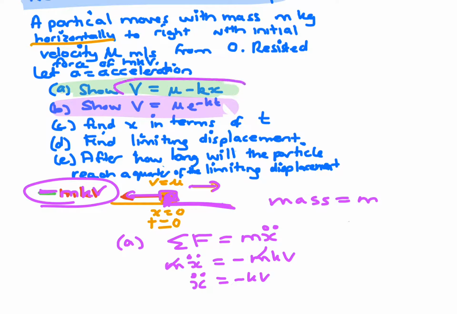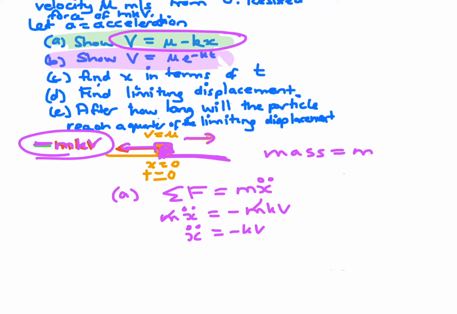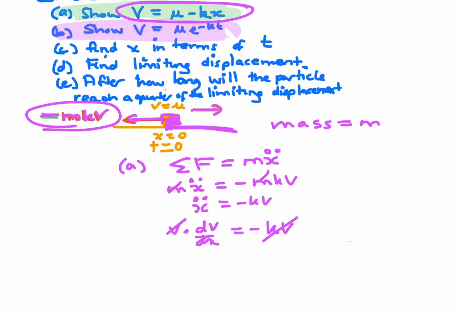So the first one here, we want to get v in terms of x. So we replace the acceleration with v dv on dx. So v dv on dx is minus kv. The v's cancel. So that means you get 1 dv equals minus k dx. You integrate that, you get v equals minus kx plus c.